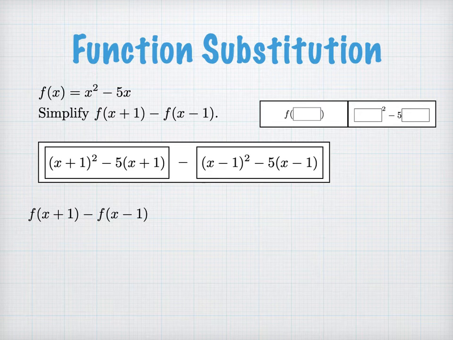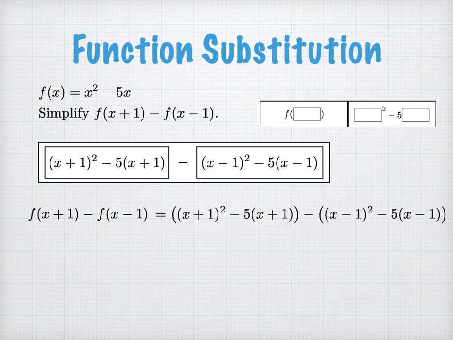And every time I write an equation, I'm saying f of x plus 1 minus f of x minus 1 equals a new formula. I want to think about, I'm turning cards over, right? F of x plus 1, I've turned that card over, and I've replaced it with this expanded formula of x plus 1 squared minus 5 times x plus 1. And f of x minus 1, I've replaced it by its formula.